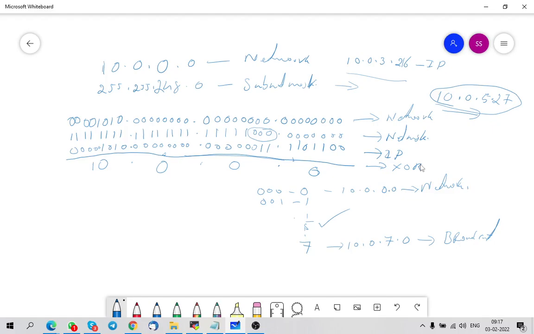Assume now one packet is coming for 10.0.8.230. Here we can clearly see that the 8 is not part of this net mask range. So what will it do? It will give it to the gateway.